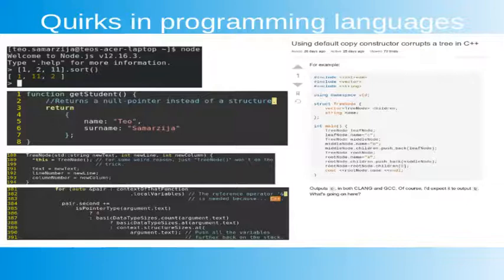Then there are some quirks in C++ which I have bumped into while making these compilers. So JavaScript is not the only language with such quirks.